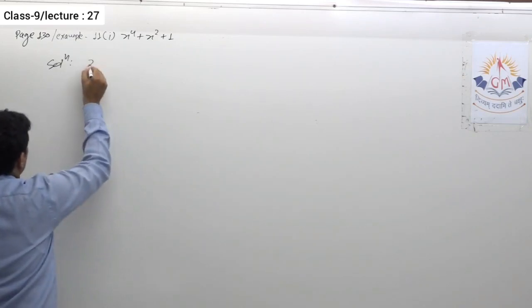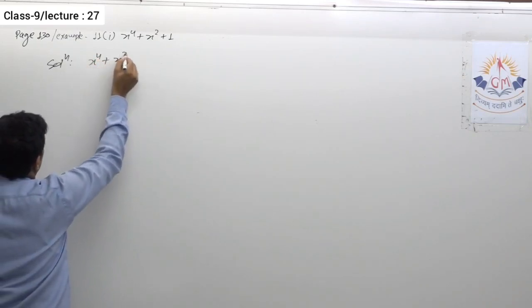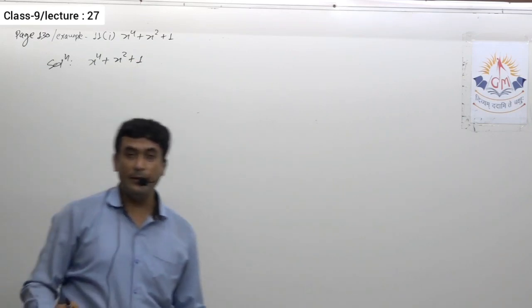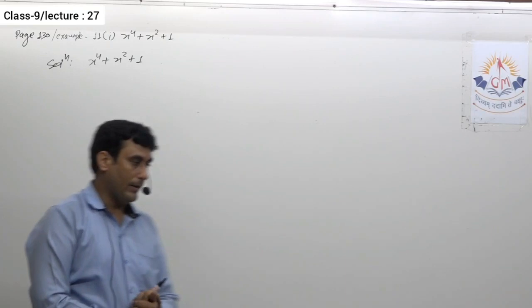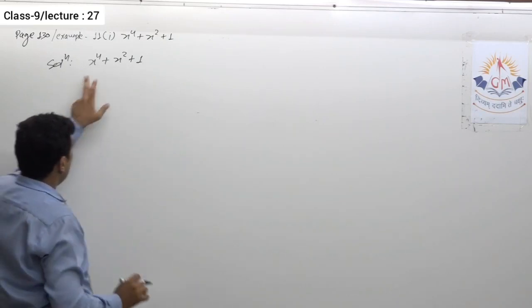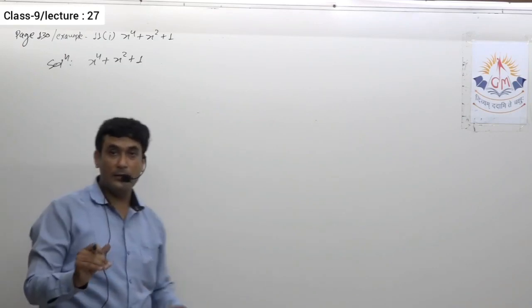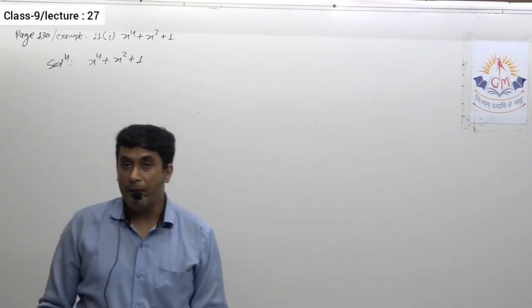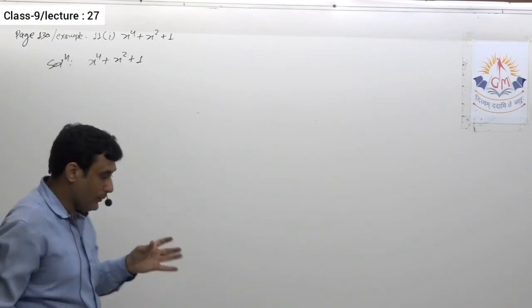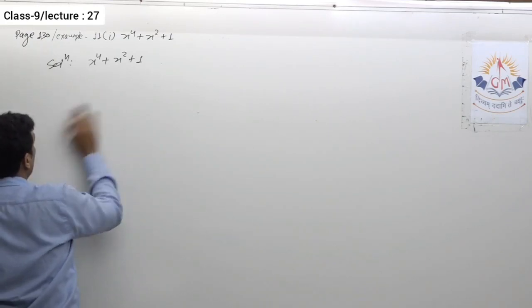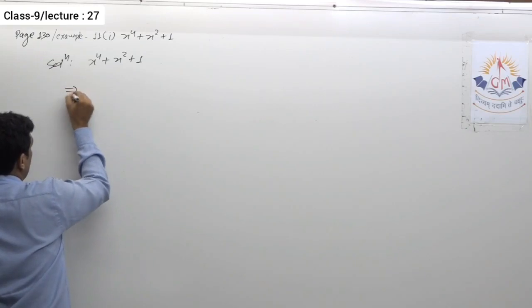See, this is x raised to 4 plus x square plus 1. We have three terms, and here all three terms are complete squares. So any two terms I will consider as a square plus b square, and the third term should be 2ab, so that we can get the identity of a plus b whole square. Let us see whether it happens or not.